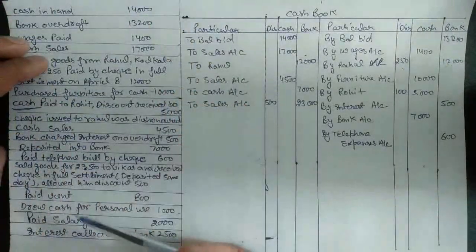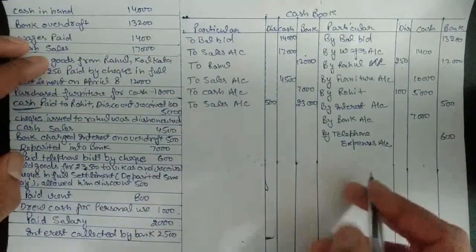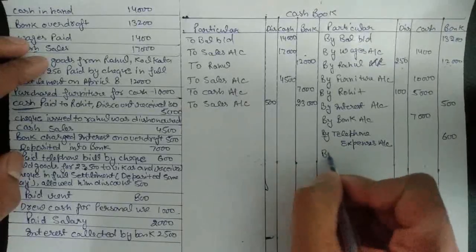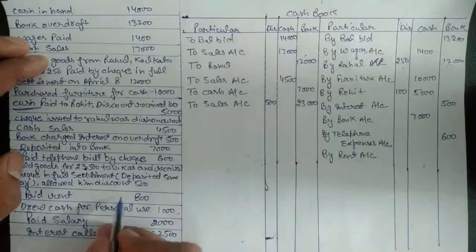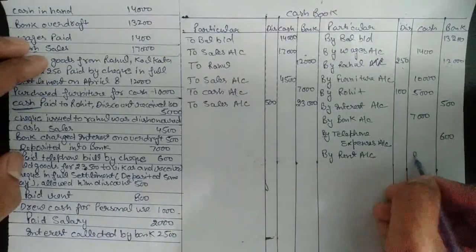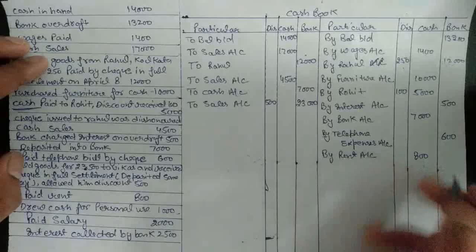Our next entry is paid rent 800. So by rent account, that is 800, it will go into cash. We are paying by cash.